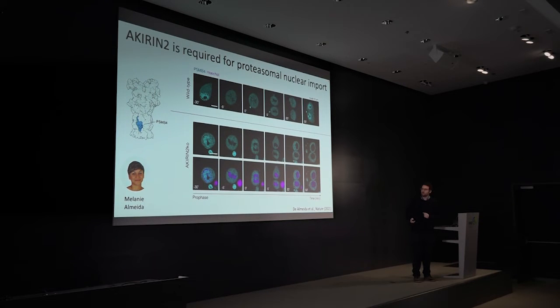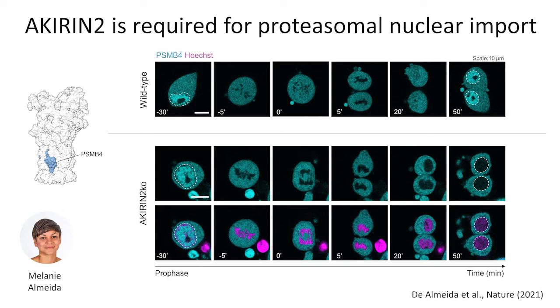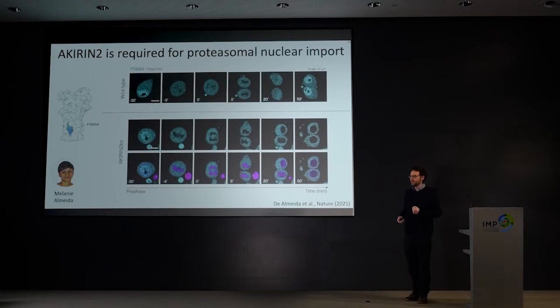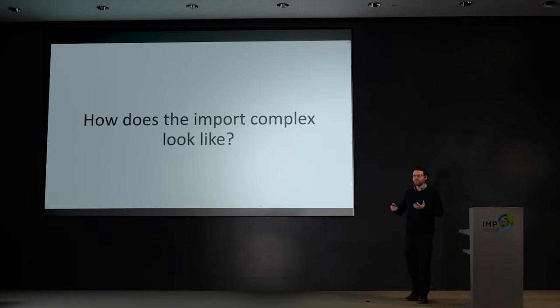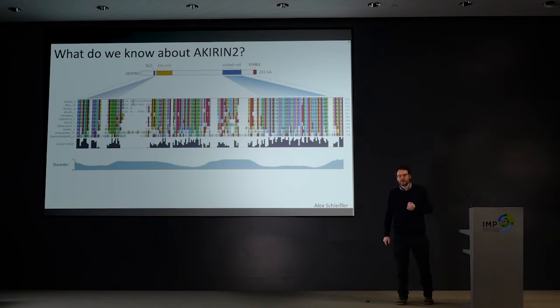That's the wild type. Once we knock out Acarine 2, we see the proteasomes are again released into the cytoplasm, but they never come back. So these nuclei remain empty, meaning that Acarine 2 is a necessary component for the nuclear transport of proteasomes. So this was the component that was in HeLa cytoplasm, but no one had found so far. And now the question remains, what does the nuclear transport complex look like, and how does Acarine actually do this job? First, let's have a look at Acarine 2.